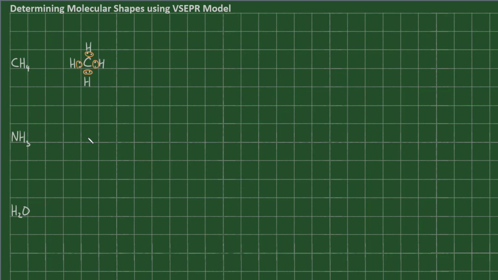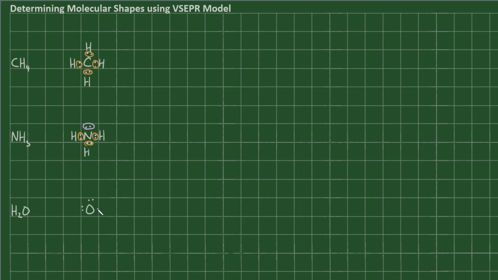In case of ammonia, the central atom is nitrogen. Nitrogen has 5 valence electrons, and each hydrogen will bring a valence electron of its own. In case of ammonia, I have 3 bonding pairs, circled in orange, and a single non-bonding or lone pair of electrons, circled in purple.